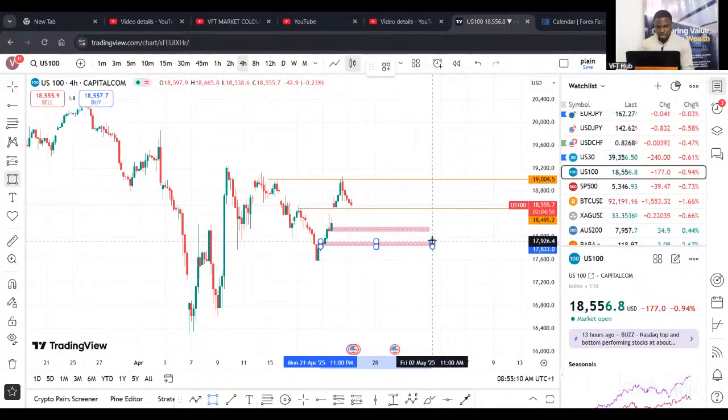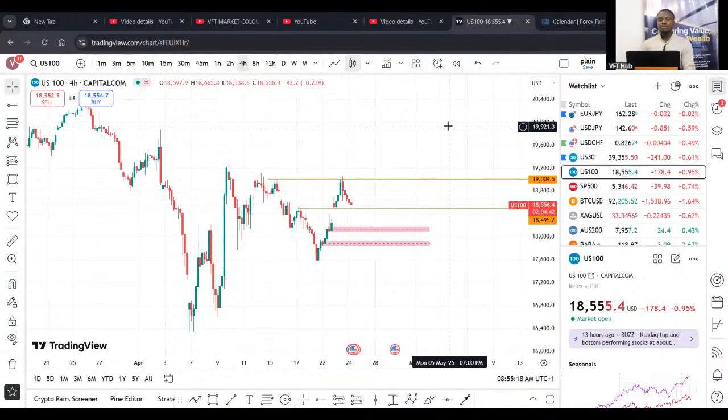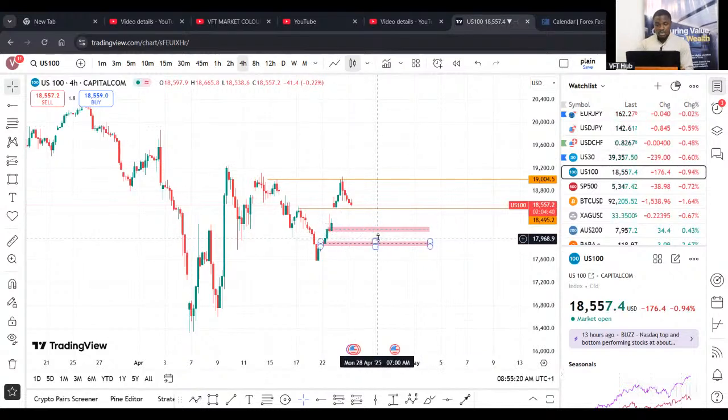The second one is actually the one we're looking at on US 30, right? So you have two areas of interest, watching out for how price is going to react from this zone. We're watching how price is going to react on this zone, and for any reason we see a box pattern on the say 30-minute time frame or 15-minute time frame.